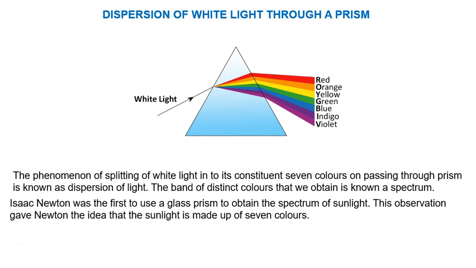Isaac Newton was the first to use a glass prism to obtain the spectrum of sunlight. This observation gave Newton the idea that sunlight is made up of 7 colors.